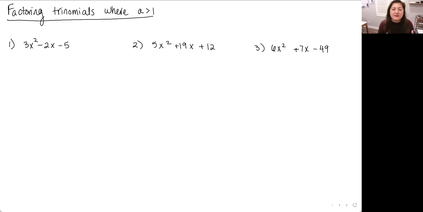And we're going to talk about factoring trinomials when our first term's coefficient is greater than 1. You'll see 6 examples in this video, and I'm going to go through all of them. I strongly urge that you pause this video, attempt some of the problems on your own, and then come back and see how I solve them.